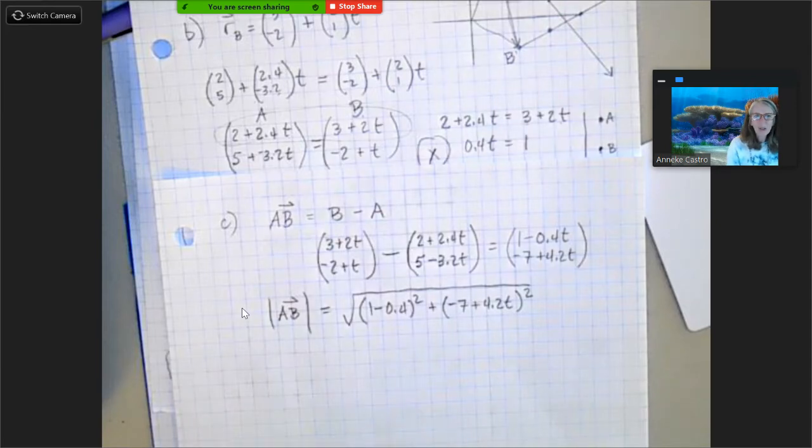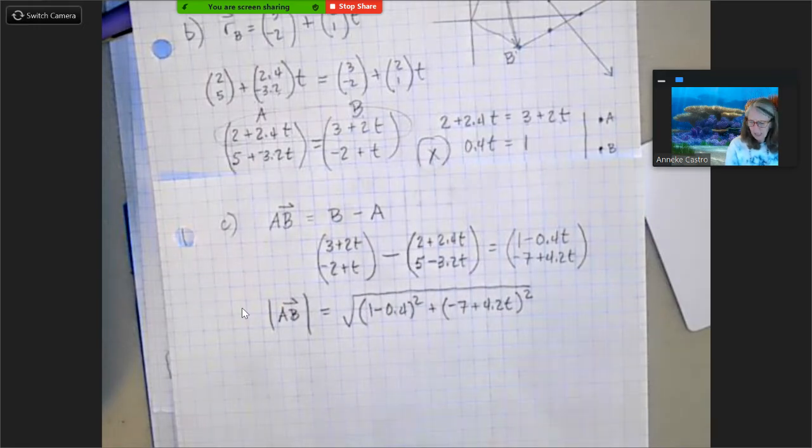How small? I don't know. As small as it can get. I know it's not going to be 0 because the boats never collide. So the distance between them is never going to be 0. But how close do they get? How close do they get to colliding? What's the closest they get to each other?